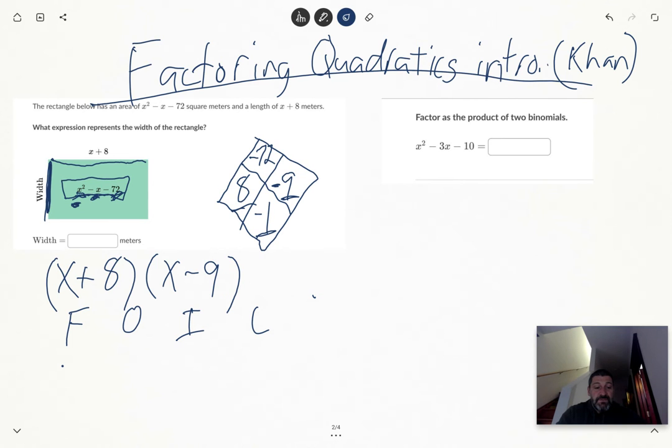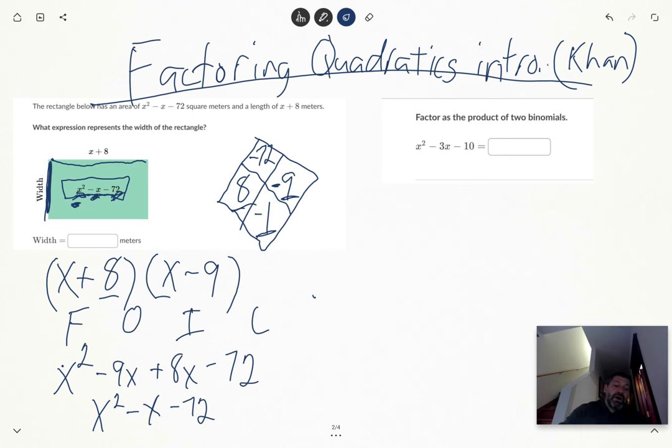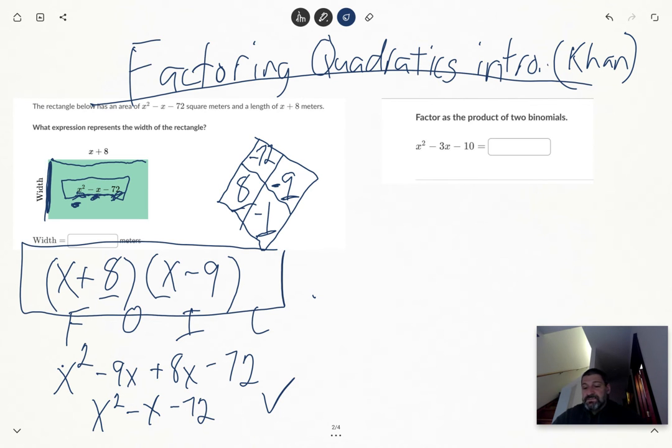So x times x, the first terms, give us x squared. The outside terms, x times -9, give us -9x. The inside terms, 8 times x, give us 8x. And the last terms, 8 times -9, give us -72. And then when we combine those, -9x plus 8x is -x, and we're left with that -72. Okay, so all of this was just our check work. We were done when we factored it to be that expression right there.